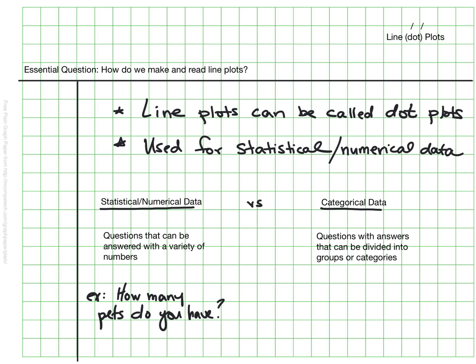If I ask someone how many pets they have, they're going to answer with one of a variety of numbers. Maybe they have 0, maybe they have 11, maybe they have 3, right? That can be answered with a variety of numbers. On the other hand, if I ask you what your favorite ice cream flavor is, you might say mint chocolate chip or swirl or cookie dough, and that would be placed into a group or category when I'm going through all of the survey results.